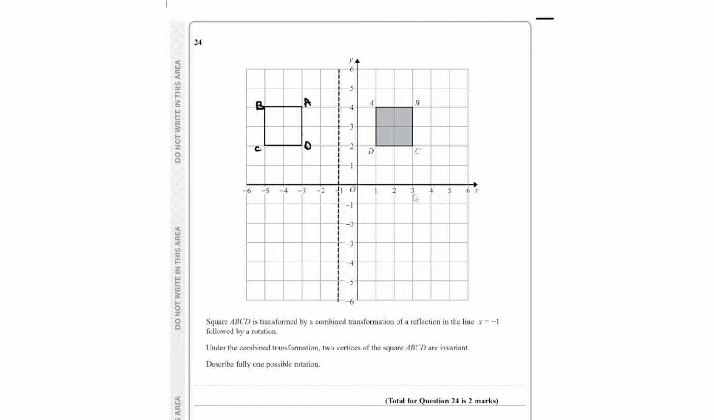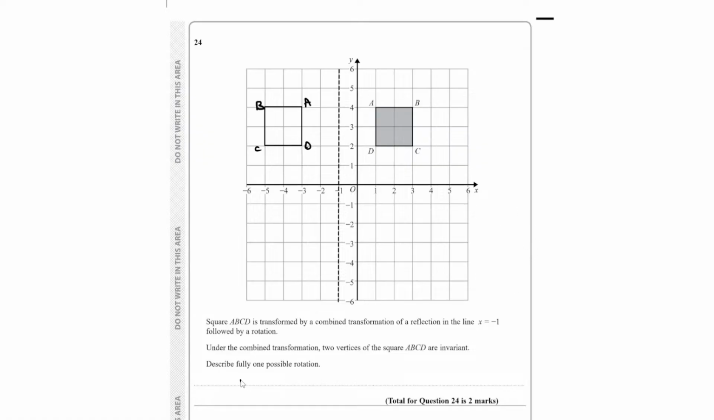Then they rotate it. So under the combined transformation, two vertices of the square ABCD are invariant. So I think we saw this yesterday, actually. They don't change, they don't move. Describe fully one possible rotation. So how could I rotate this square to get it back and where it kind of almost overlaps with some of the original points? They did have 4 possible ways to write it.